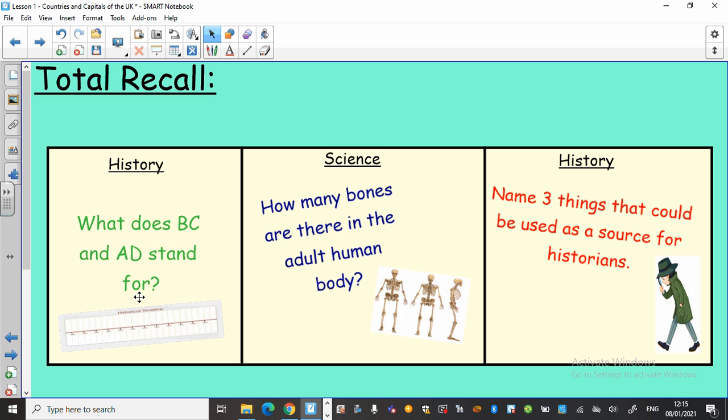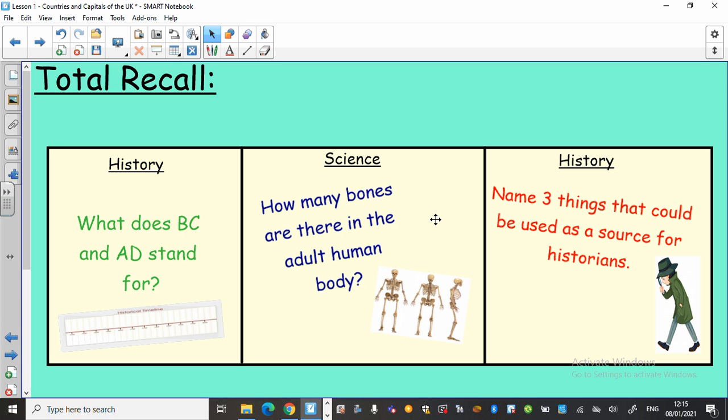I can tell you that BC stands for before Christ, so anything that happened before the year 0, before Jesus was born. And AD is the one that always catches people out. AD stands for Anno Domini, which basically means after the birth of Jesus, so anything after the year 0. Well done if you got those right.